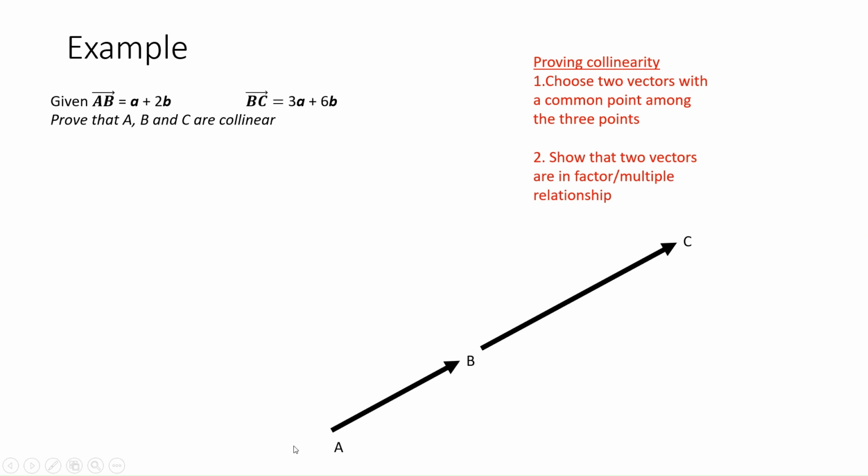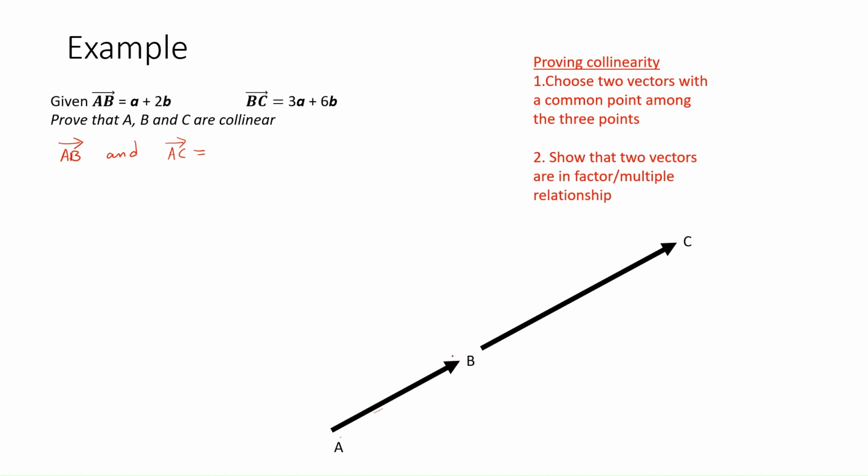Now, if I choose A as the common point, pause the video first, think what are the vectors I'm going to get, and then restart and see if you are correct. Okay? Now, the vectors I'm going to choose, if I choose A as the common point, are AB and AC, because A is my common point. Now, AB I know. AB is a plus 2b, but I do not know AC. Now, how to get AC? Am I right to say AC is from A to C, isn't it AB plus BC?